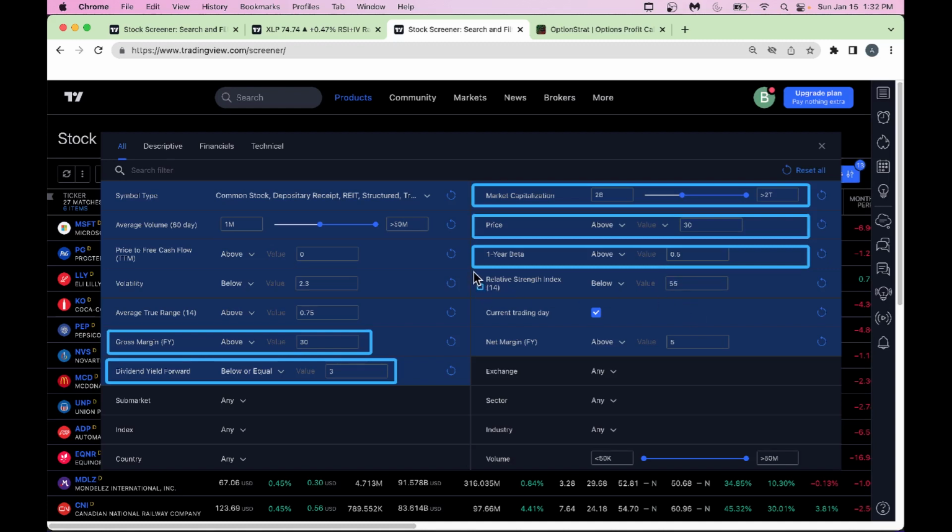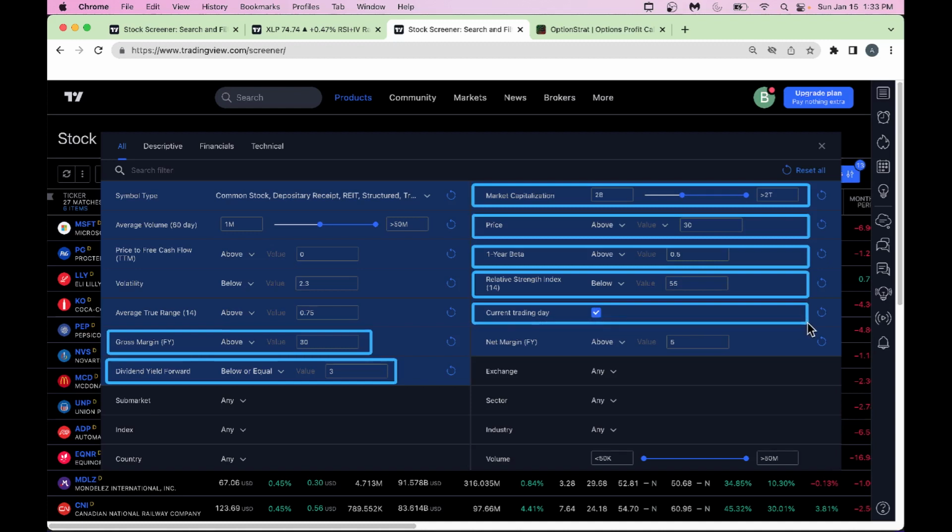And then you got your relative strength index or RSI below 55. This tells you these stocks are sold off here. That's when you buy call option, when the stocks are down. Don't buy call option when the stocks are going up and away. You should not chase the stock when it's going higher. And you can select current trading day. These are the stats for the current trading day.